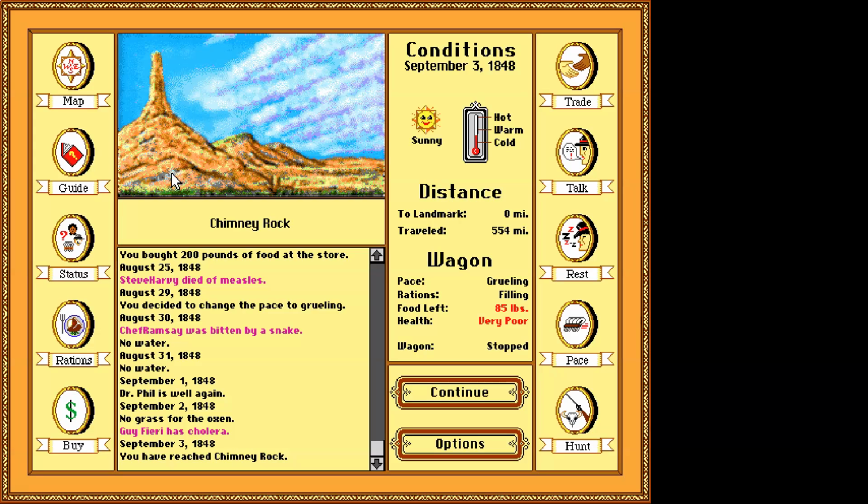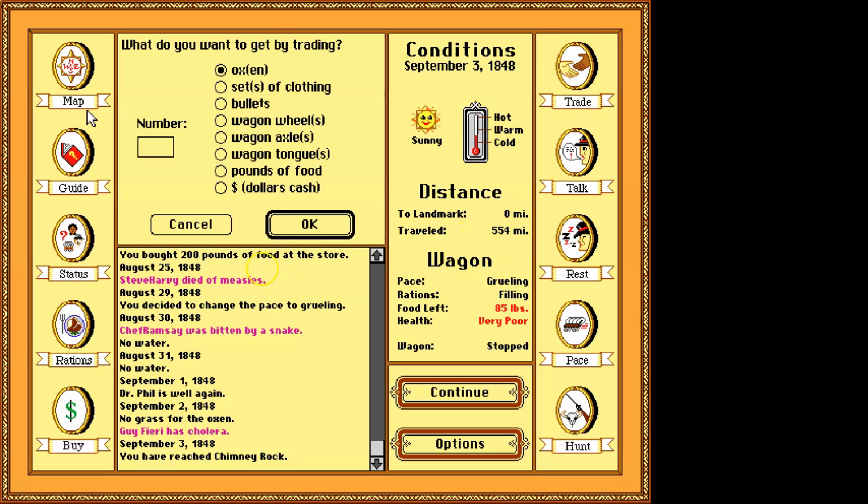We've reached Chimney Rock. Great. I don't know what that means, but let's take a look at Chimney Rock. Is there anyone I can trade with? You could trade with computer players. What do I want to get by trading?